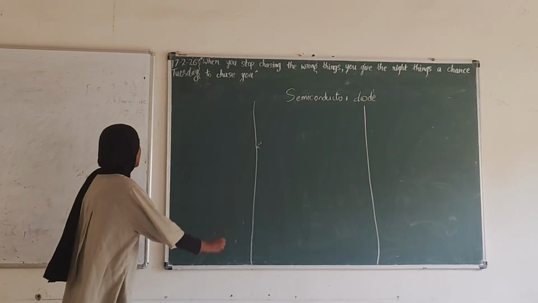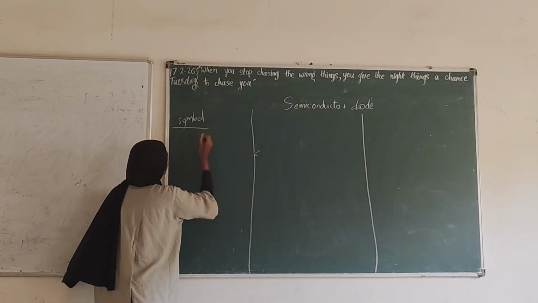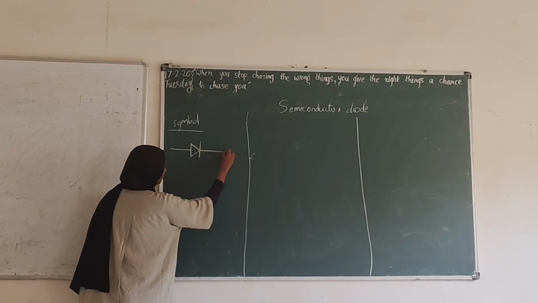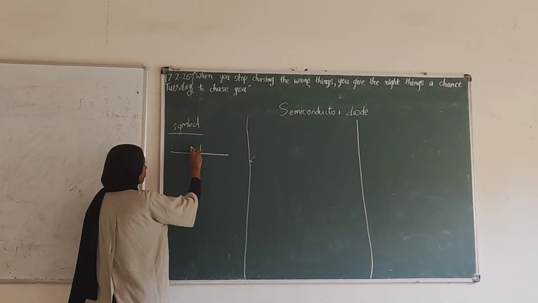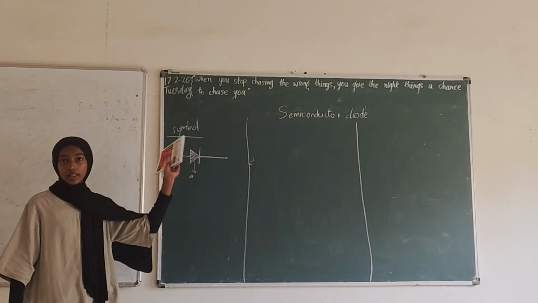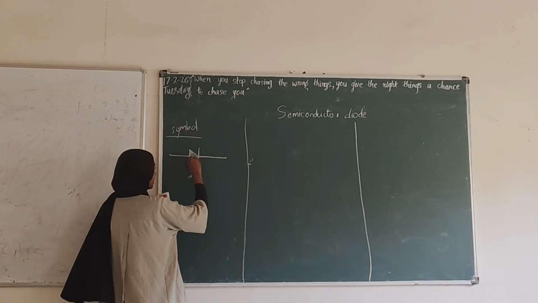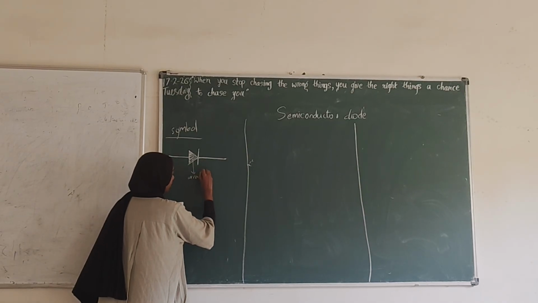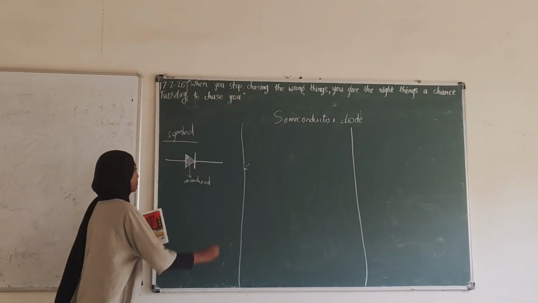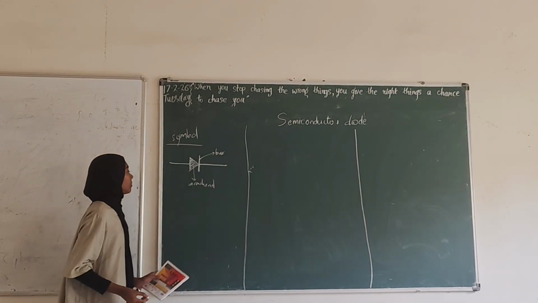So how do we represent a semiconductor diode using a symbol? For that we use an arrowhead and a bar like this. The arrowhead shows the easy flow of current, as the diode allows current in one direction. So that easy flow is represented by this arrowhead. And this bar represents the direction in which current is blocked. So the bar represents where current is blocked.